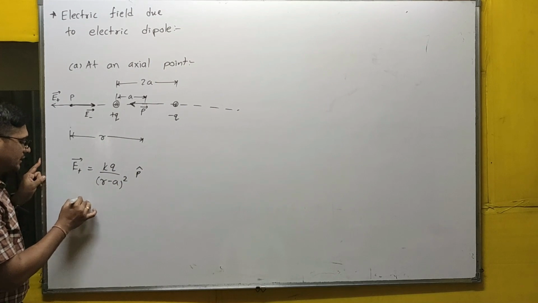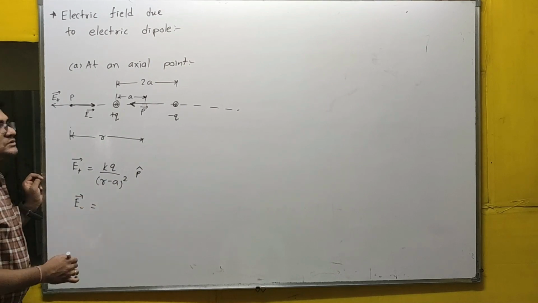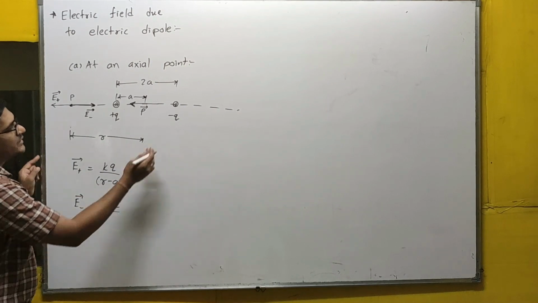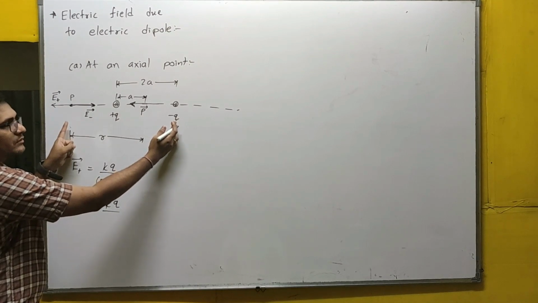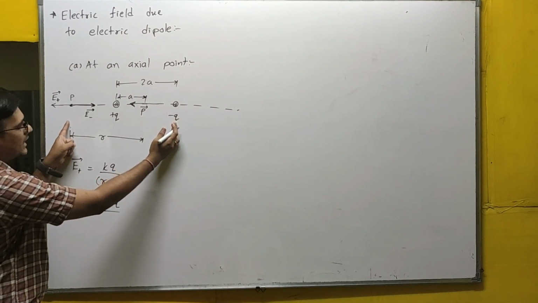Now write down the electric field due to the minus charge. That is equal to kQ divided by the distance r square. Here r is the distance between P and minus Q.